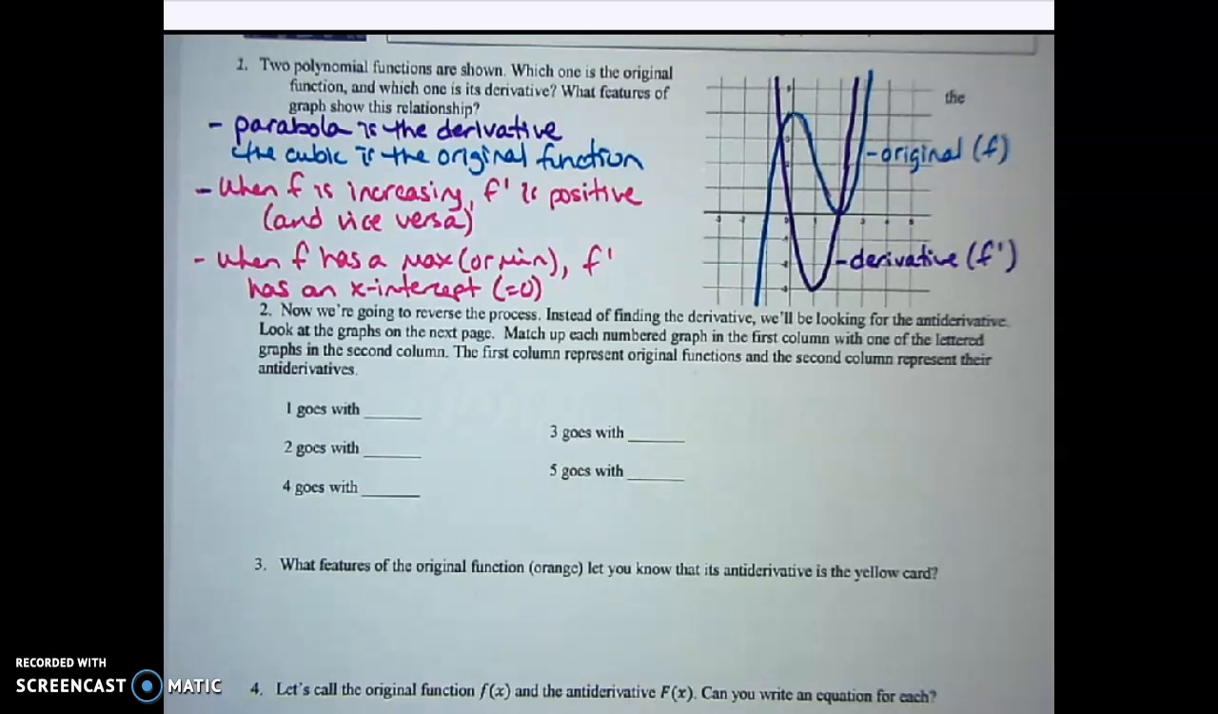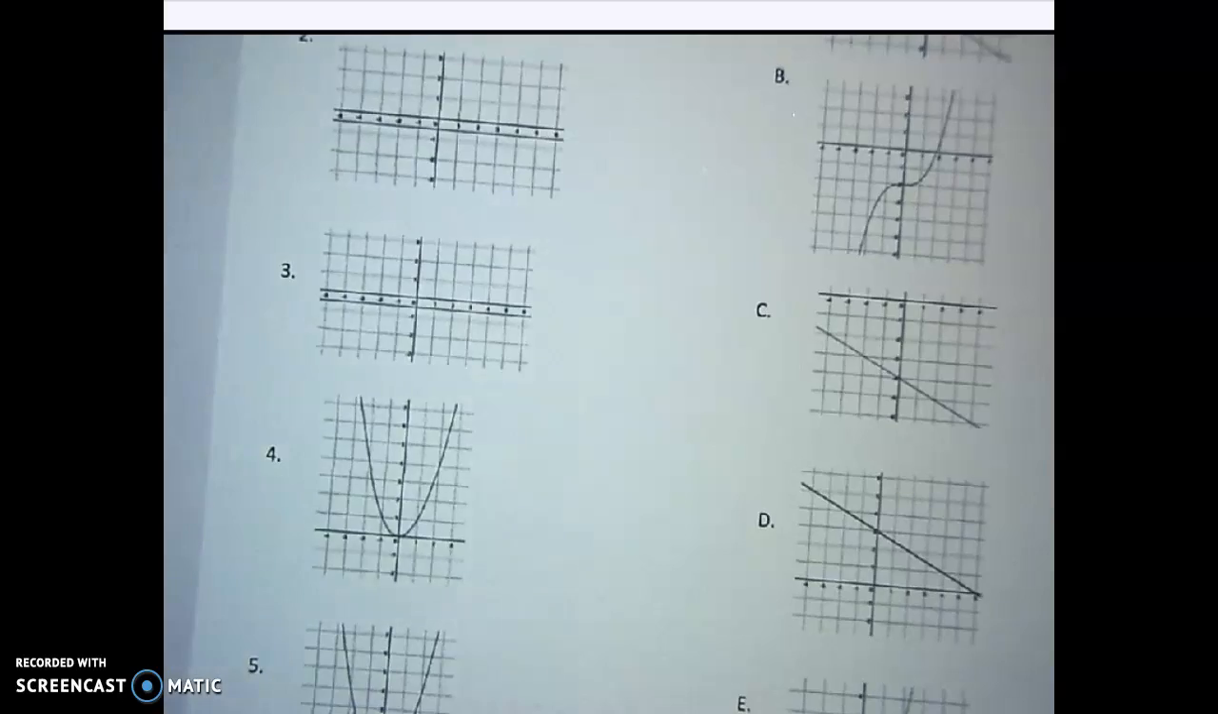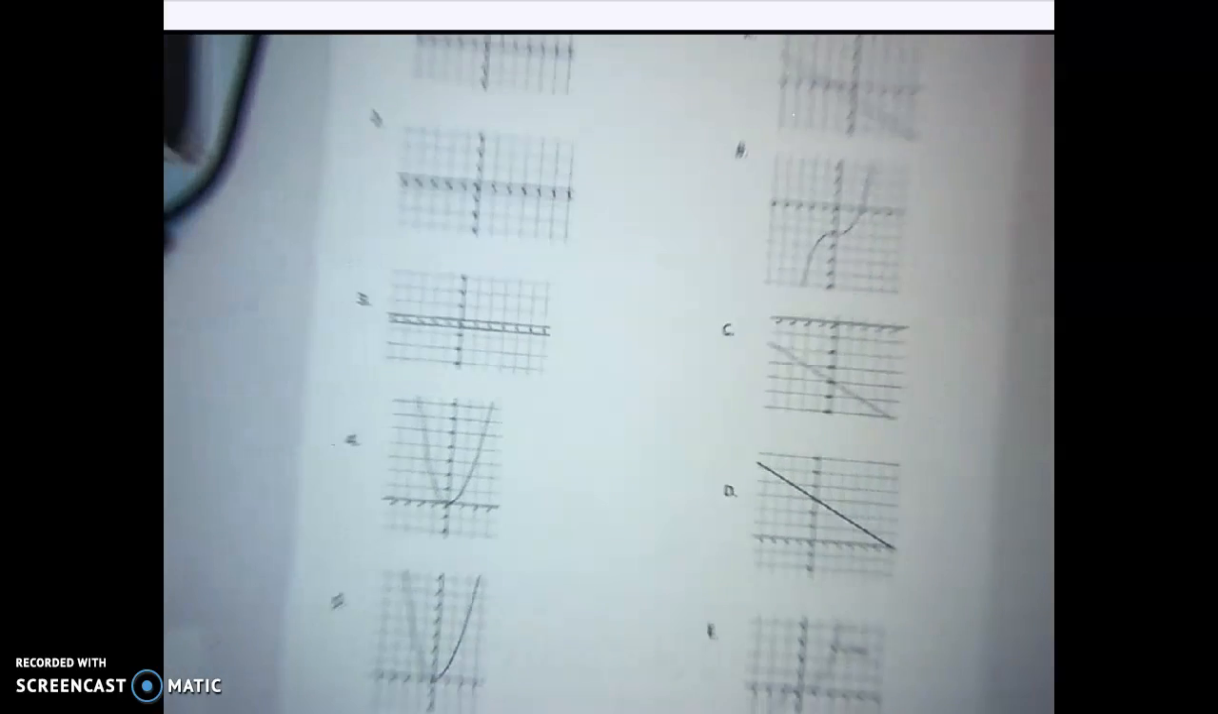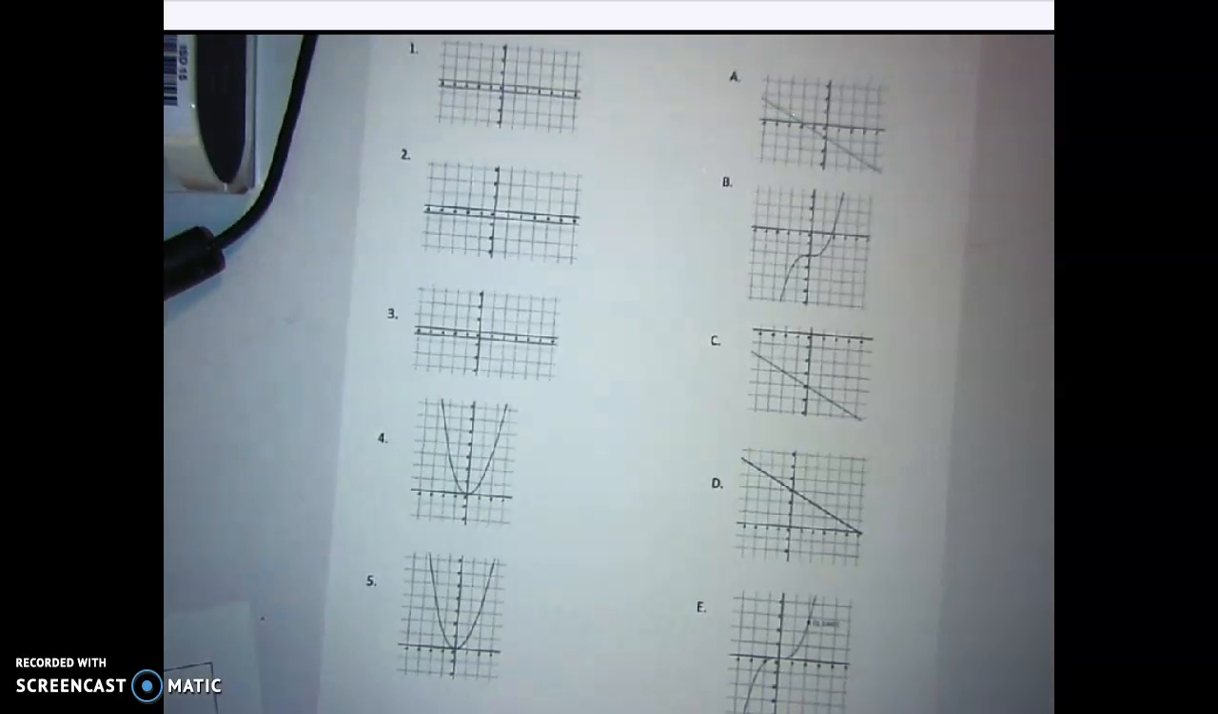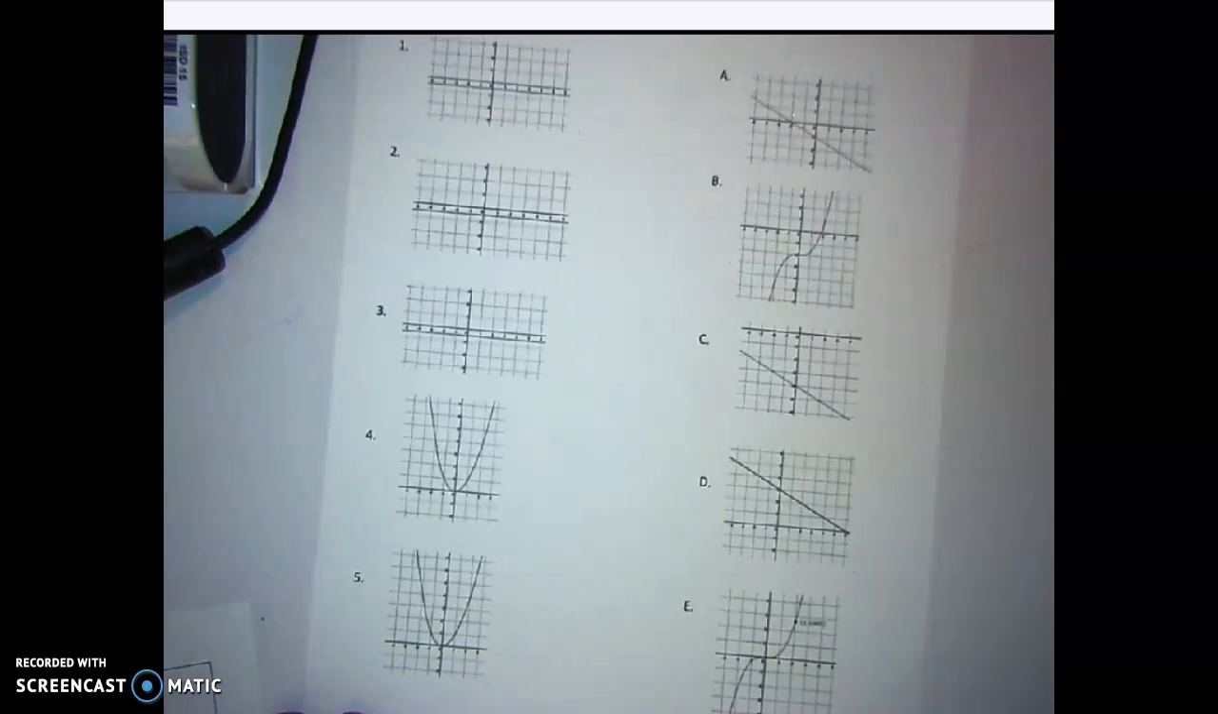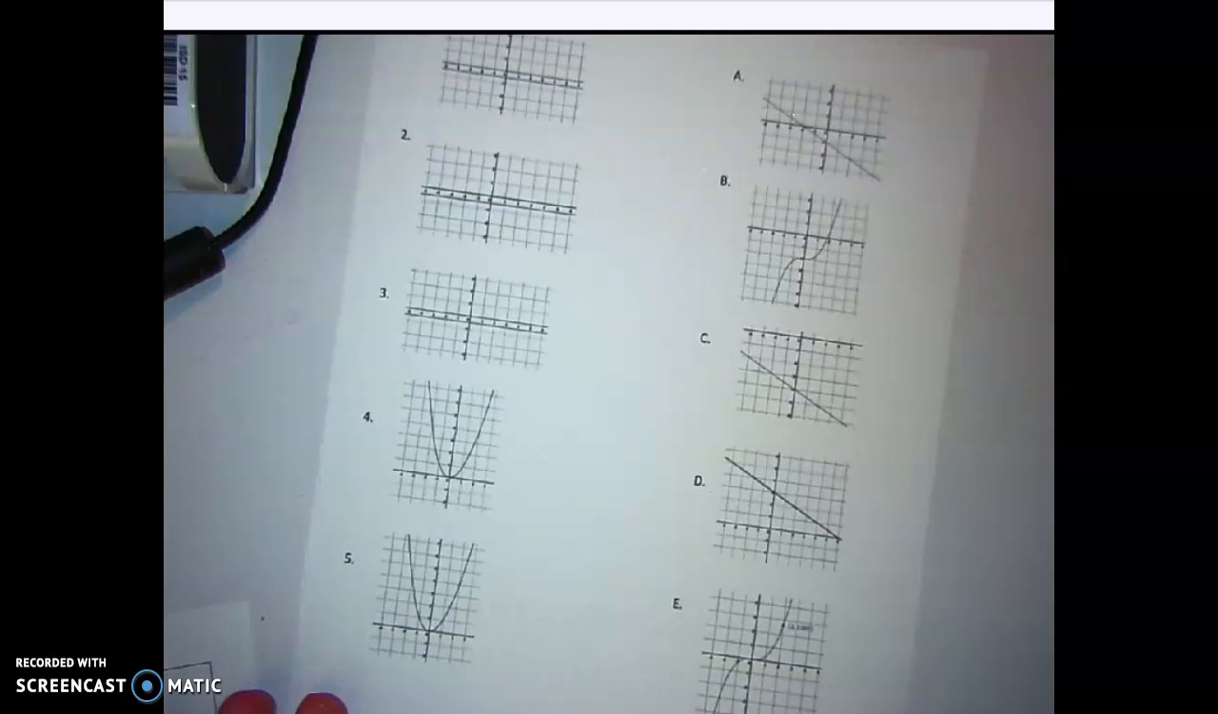Now, unfortunately, this next part, number 2, we're not going to be able to do in class. But there is a second page to these notes. And instead of finding the derivative, we're going to be looking for the antiderivative. So I want you to look at these graphs on this second page, and I want you to match up each numbered graph in the first column with one of the lettered graphs in the second column. The first column is going to represent the original function, and the second column is the antiderivative.